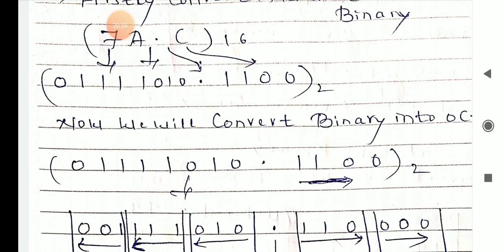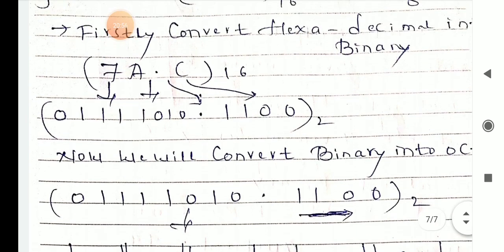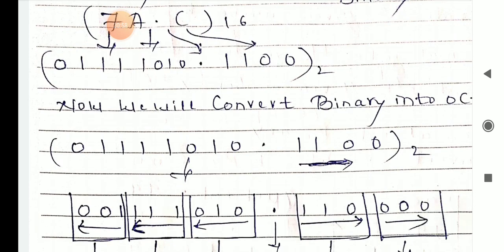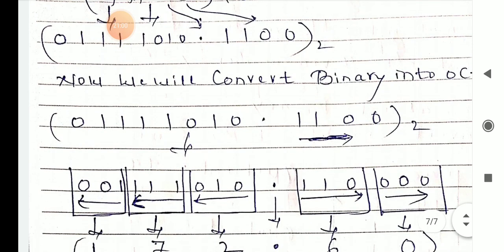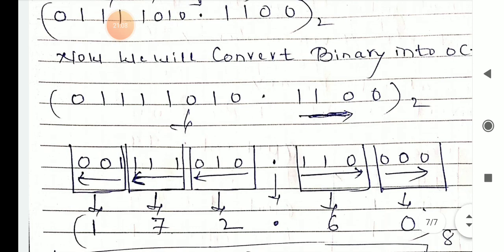Now we will convert the binary into octal. Make groups of 3. You know how to do that procedure. Write the binary number as it is: 01111010.1100. From the dot on the right side we make groups of 3: 110, and the remaining 00 gets one zero added. In the octal table, 110 is 6 and 000 is 0.